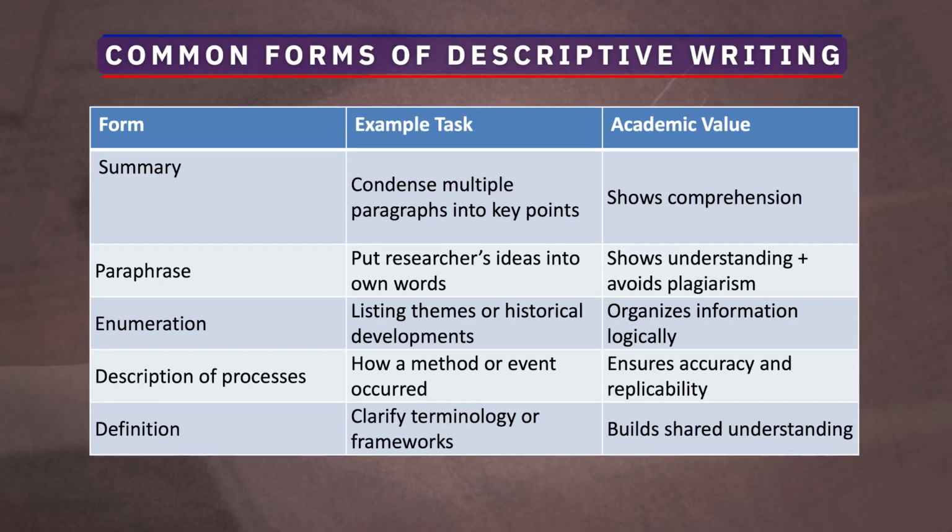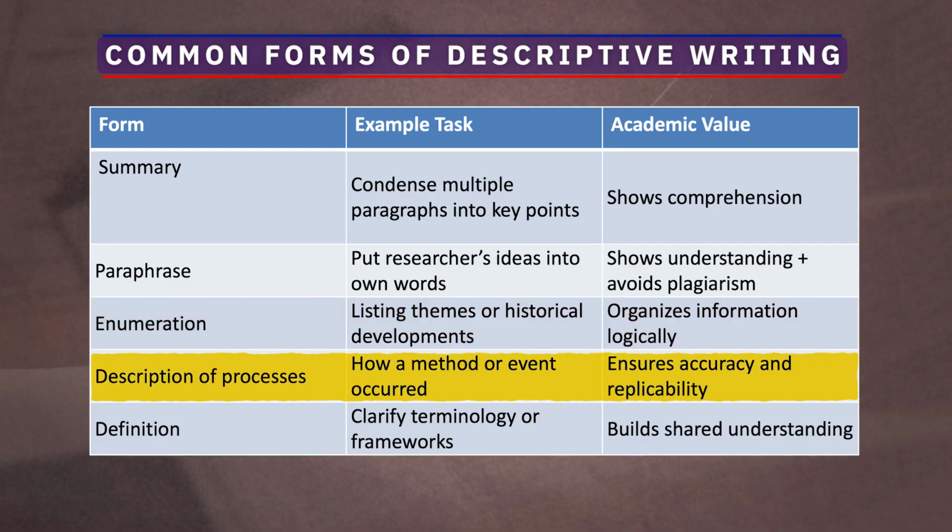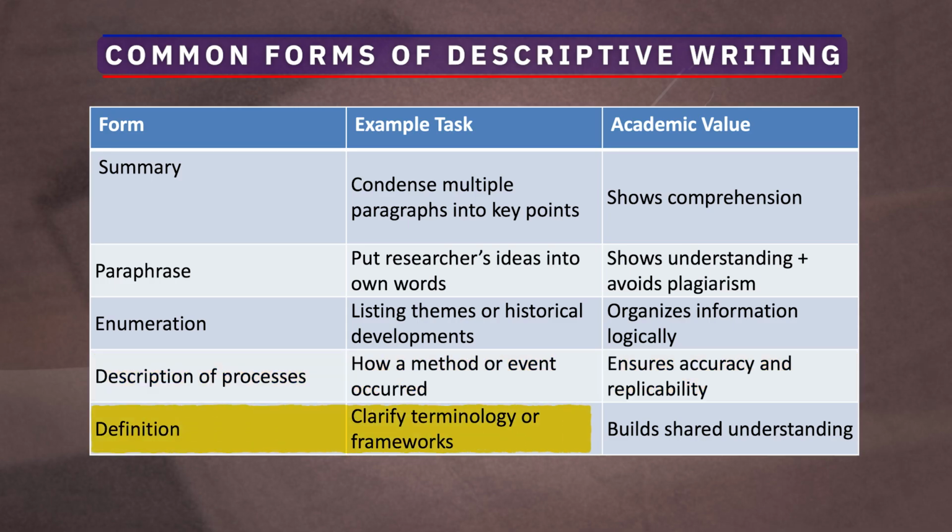Descriptive writing relies heavily on enumeration, that is listing themes or historical development or a historical sequence, description of processes, that is how a method or an event occurred, and finally, descriptive writing is also expressed through definition, that is clarifying a particular terminology or explaining a certain framework.